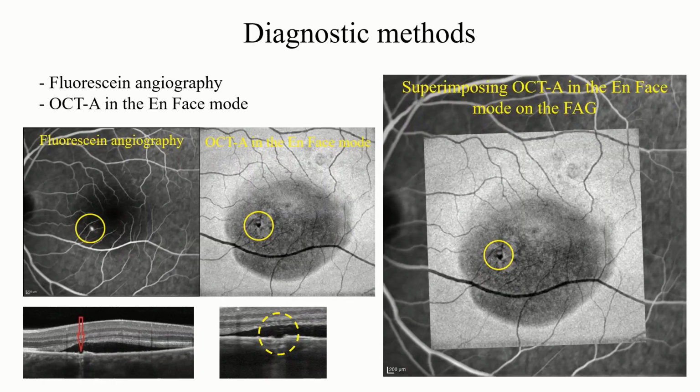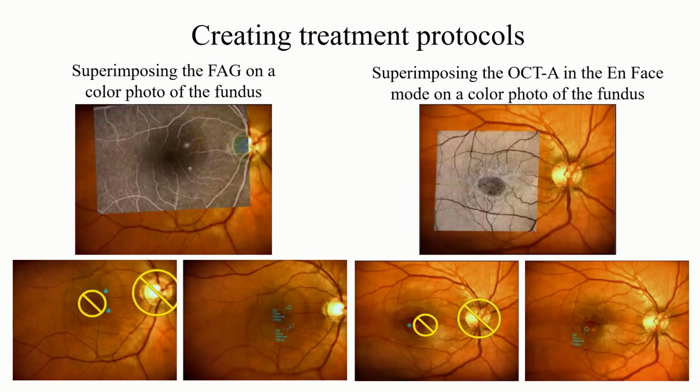Let me show you these two diagnostic methods in action. As can be seen from this slide, both of them are informative and can be used to diagnose morphological changes in the RPE. The diagnostic results, superimposed on the color photo of the fundus, are imported into the navigation laser systems, and a treatment plan is created by placing laser spots on the areas with morphological changes in the RPE. Afterwards, targeted, topographically oriented treatment is carried out.